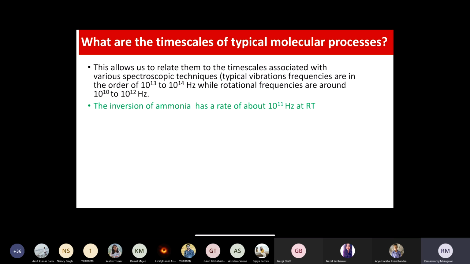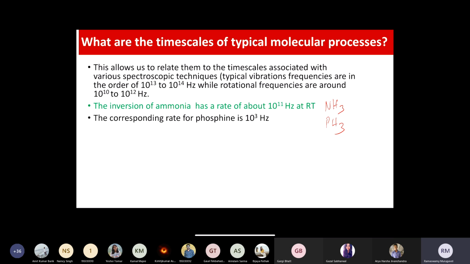Let's look at ammonia. Ammonia inversion is something which has been introduced to us at a very early stage. We know that ammonia undergoes tumbling and inverts itself at the rate of about 10^11 hertz at room temperature. Remove nitrogen and put a phosphorus there. Phosphorus now inverts at the rate of 10^3 hertz, which is 10^9 times slower.